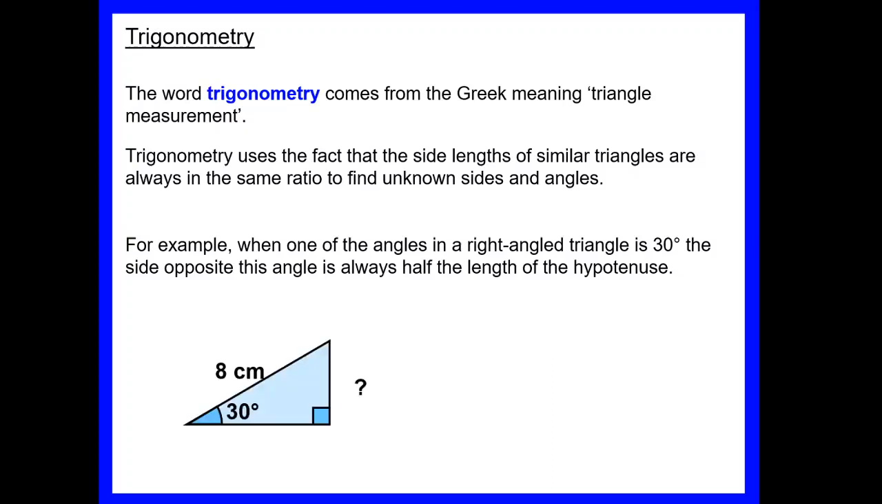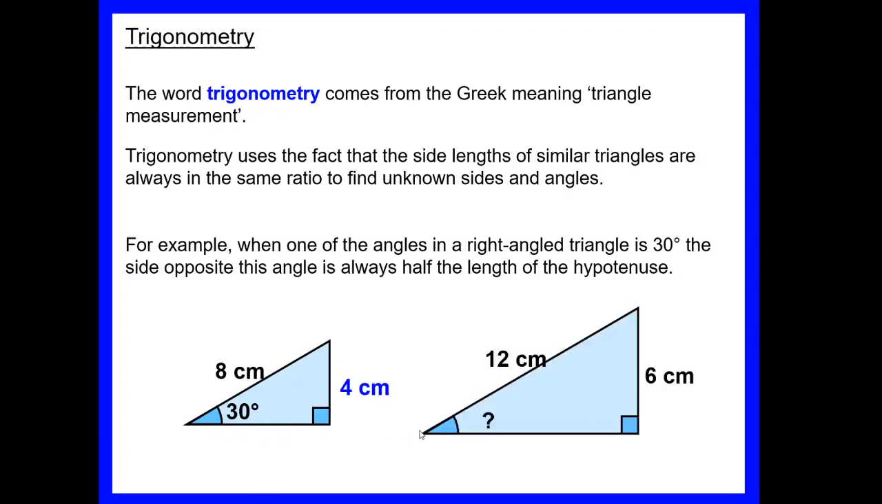So here we've got a triangle. We can see it's a right-angled triangle because it's got our right angle in the corner. Our longest side, our hypotenuse, is 8 centimetres, and we've been told this angle is 30 degrees. One of the things we can use trigonometry for is to find the length of the other side, in this case, this side here. If it's a 30-degree angle, the opposite side is half the length of the hypotenuse. So if our hypotenuse is 8, then this length is going to be 4. That's the relationship between the ratio of the angle and the side.